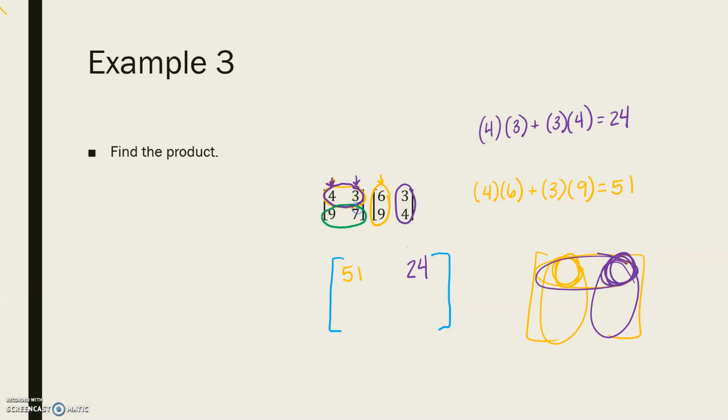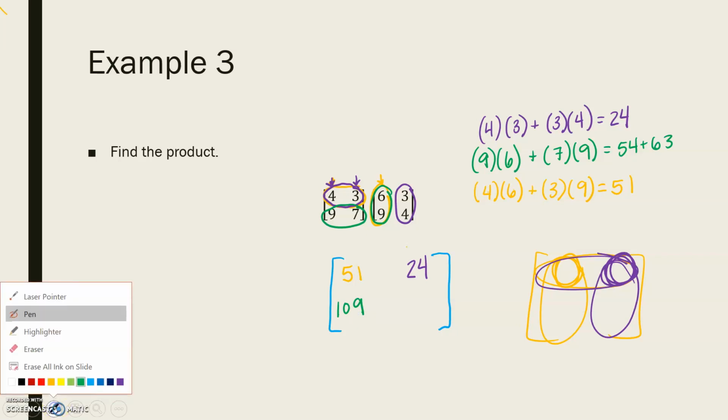We've got 9, 7, and then the first row. So I'm going to have 9 times 6 plus 7 times 9. This is going to give me 54 plus 63, which is going to give me 109.